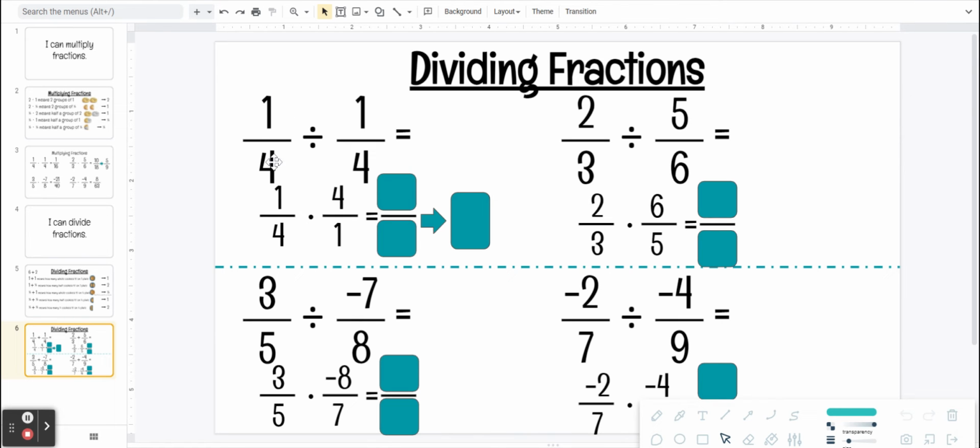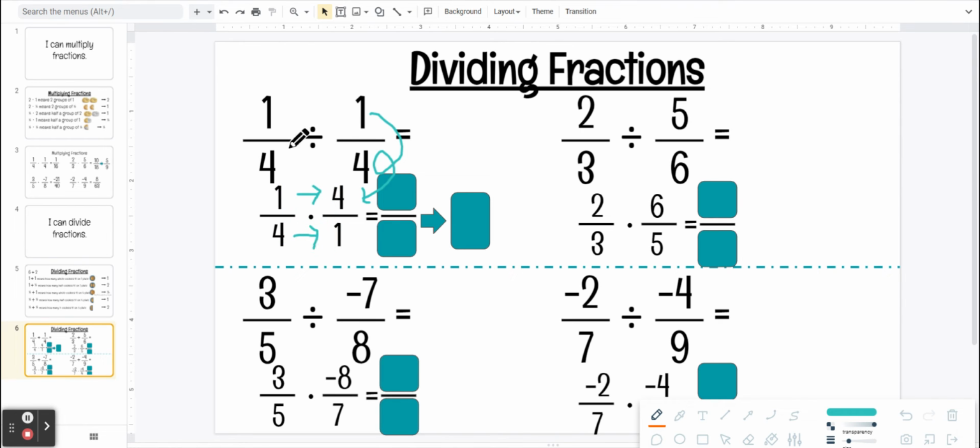All right, so this is kind of in a way like subtracting integers. You're going to keep the first fraction. So I'm keeping 1/4. Then we're going to change division to multiplication. And when we do that, we take this fraction and we have to find the opposite, but we call it the reciprocal. We're going to flip it upside down. So instead of 1/4, we now have 4/1. And then we can multiply going straight across.